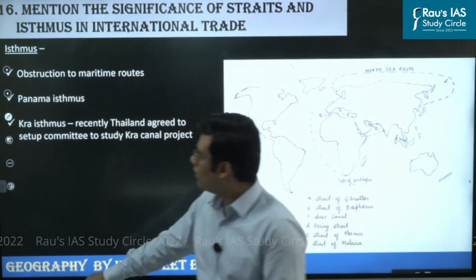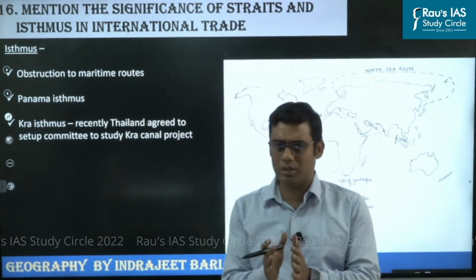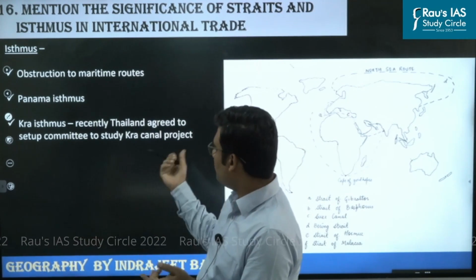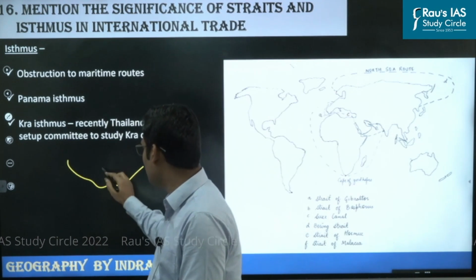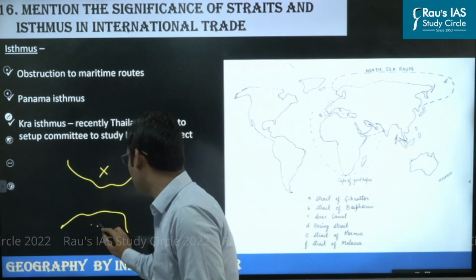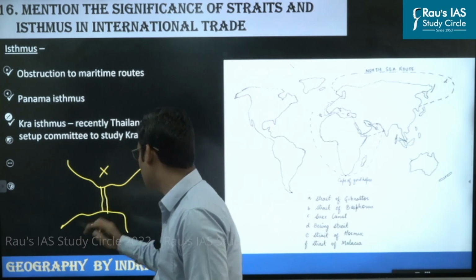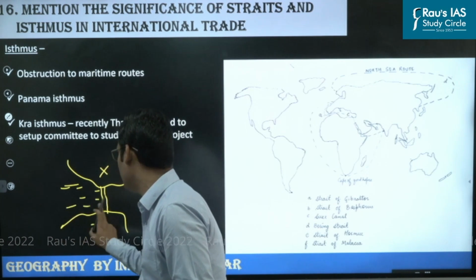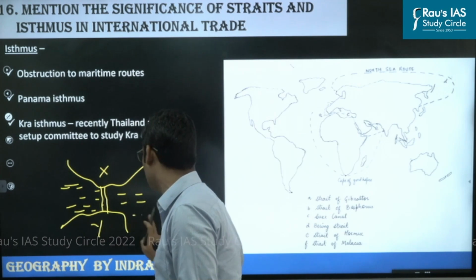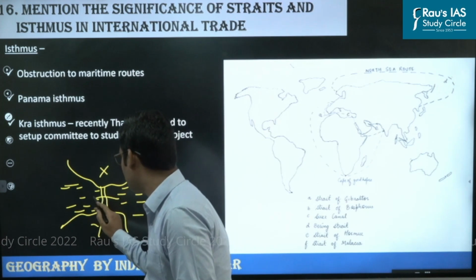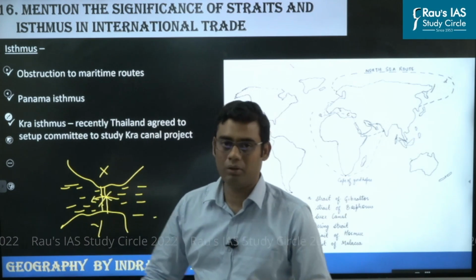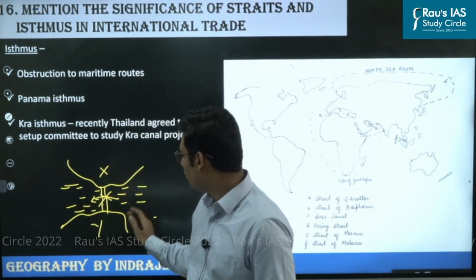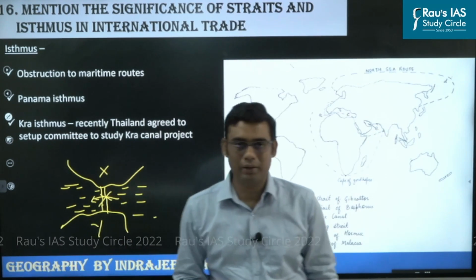Next, we move on to the isthmus. An isthmus is a strip of land connecting two larger land masses, or you can say separating two water bodies. So if this is a land mass X, this is a land mass Y, and this is the isthmus, the narrow strip of land, on the two sides I have these water bodies. So definitely, an isthmus provides an obstruction to the maritime route from one water body to another water body.